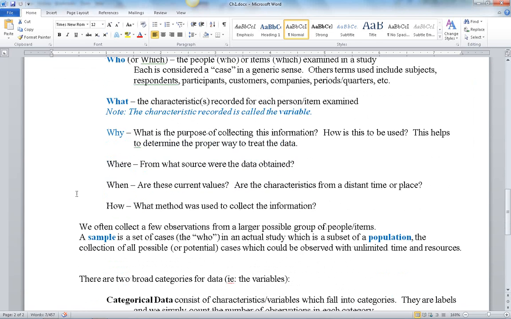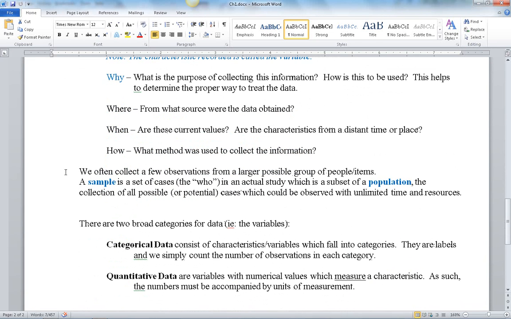Okay. Now, we often collect a few observations. So for example, I want to know something about NKU students. And let's say that I don't have access to a database. I don't have permission to use all student records.